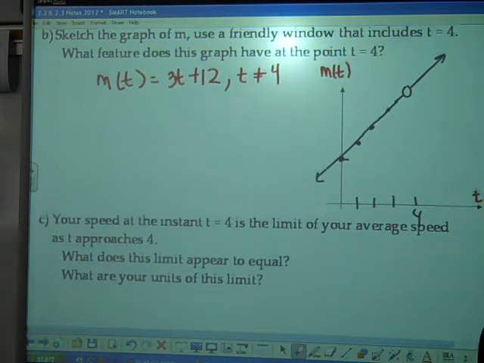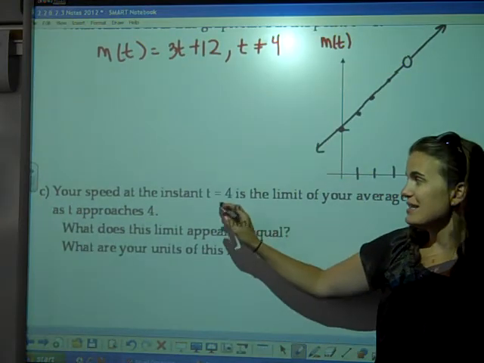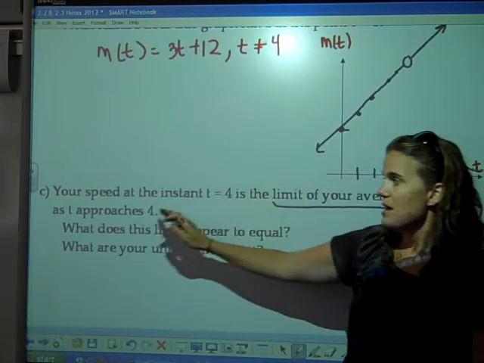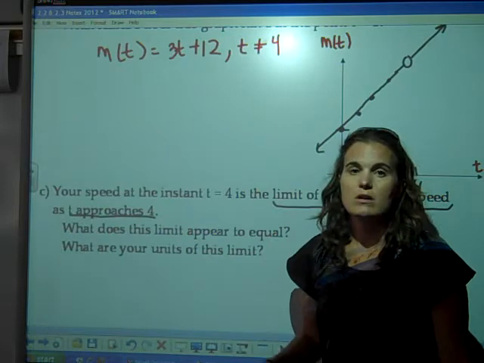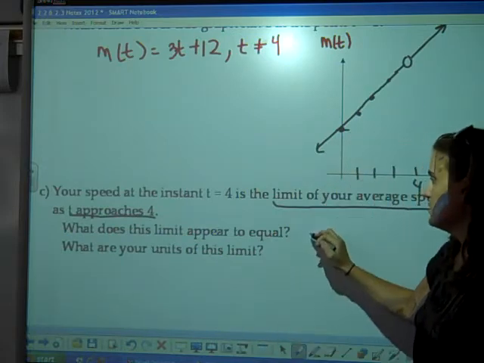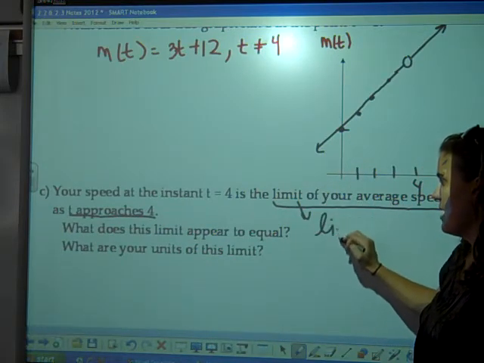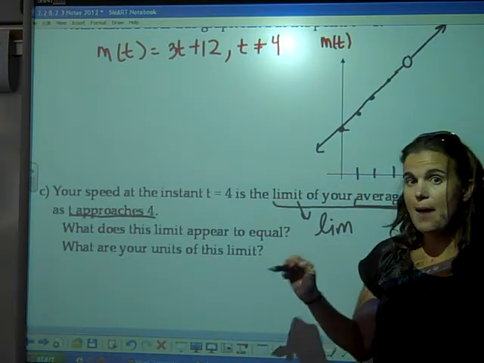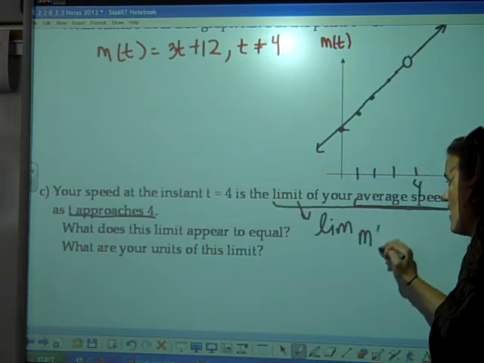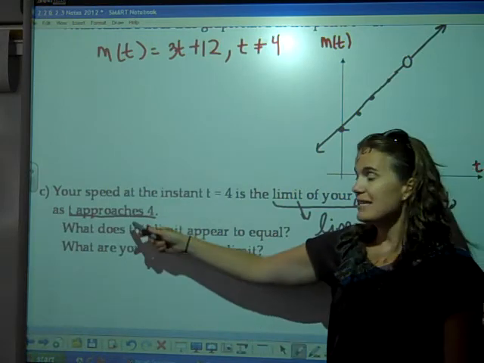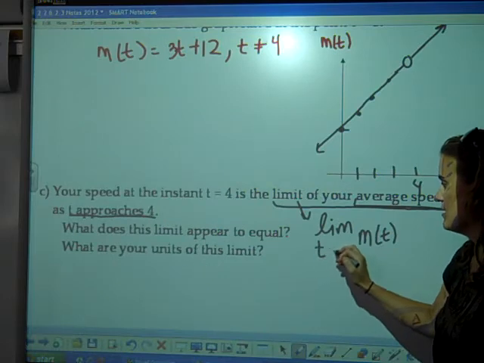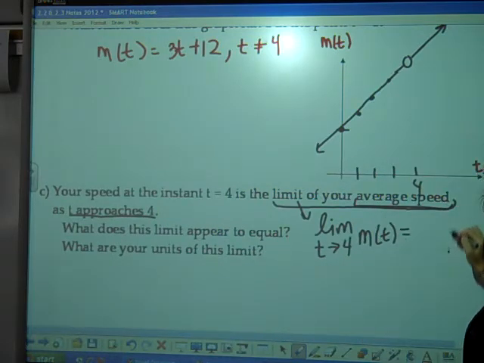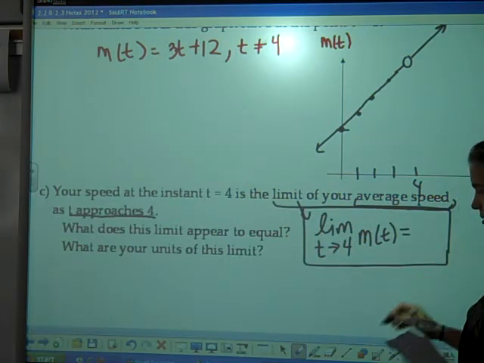Okay. So letter C says your speed at the instant that t equals 4 is the limit of your average speed as t approaches 4. So your actual speed will be the limit. So we'll write L-I-M, standing for limit, of your average speed. Remember, we called the average speed m of t. So we're taking the limit of m of t as t approaches 4. And whatever this thing equals will be the actual speed we were traveling at after 4 seconds.